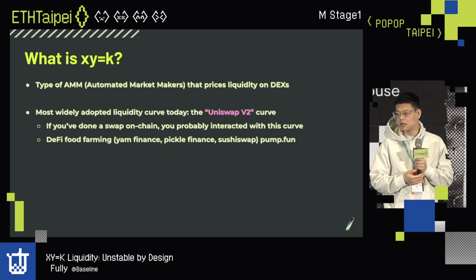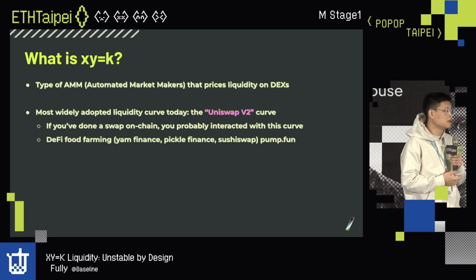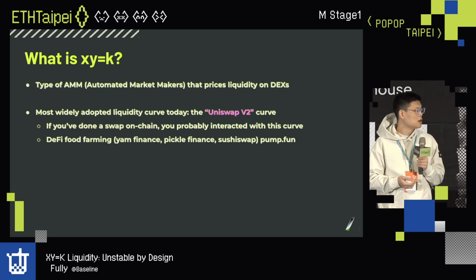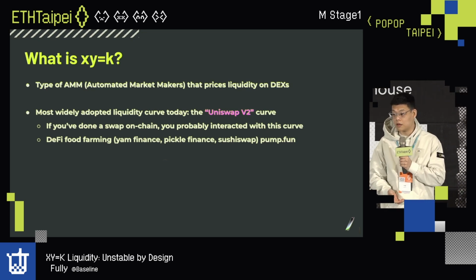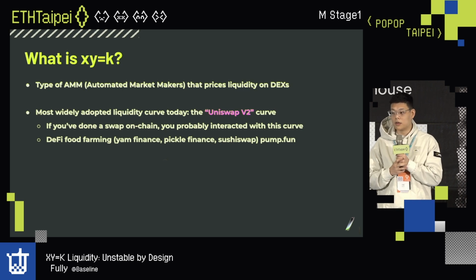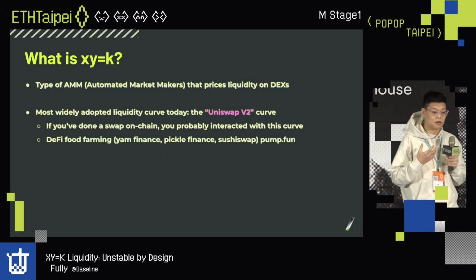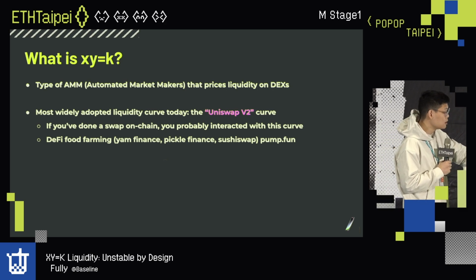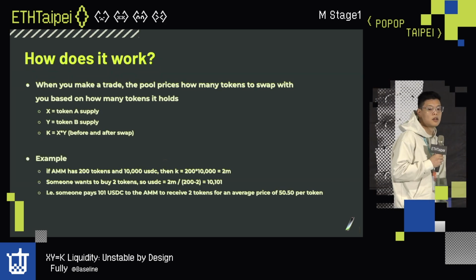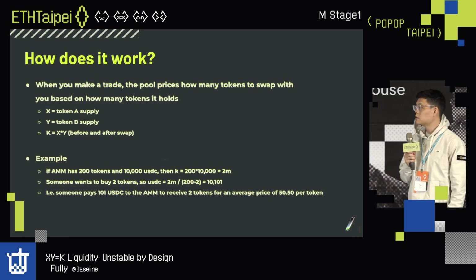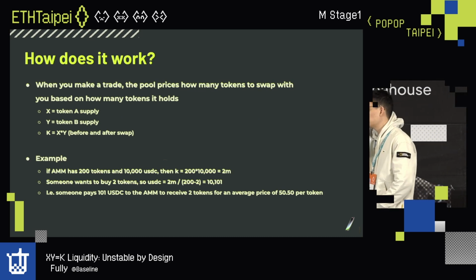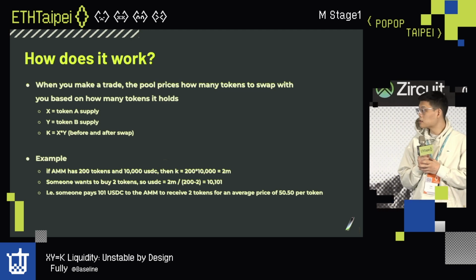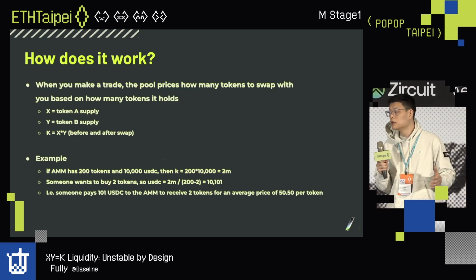So if you did any kind of DeFi farming in 2020, if you've ever done a swap on chain, if you ever bought a meme coin on pump.fun, all of those things probably use the XYK curve. So you actually interacted with this, maybe without knowing it. And the way it works is actually very simple. In this pool, when you make a trade, this curve will price your trade based on how many tokens it has in the pool.